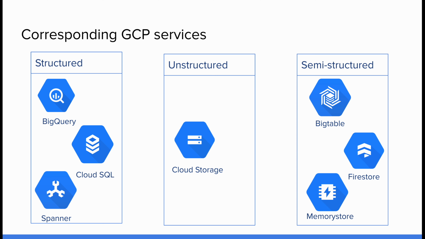Lastly, Memorystore works well for storing key value pairs, especially for caching purposes or scenarios requiring fast, structured-like access, but without a rigid schema. This just gives you an idea of the different data storage solutions in GCP and how they map onto the categories we just talked about of structured, unstructured, and semi-structured. Understanding these categories will definitely help you on the exam.